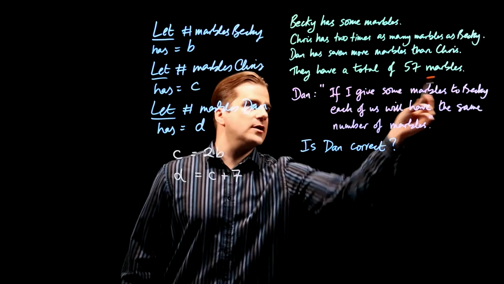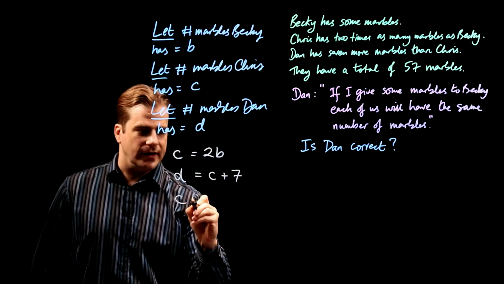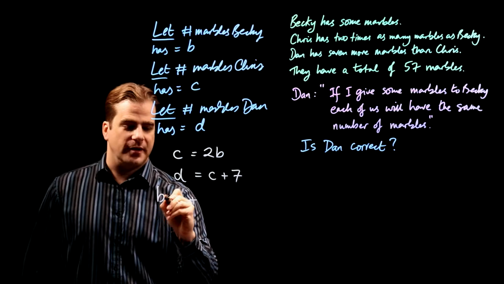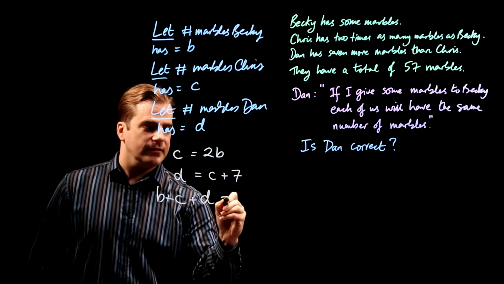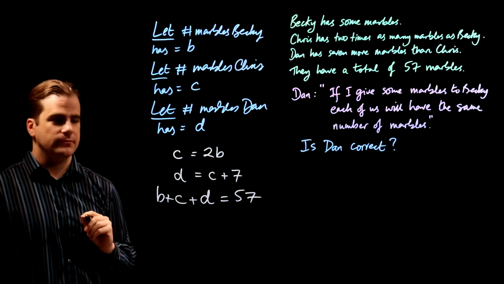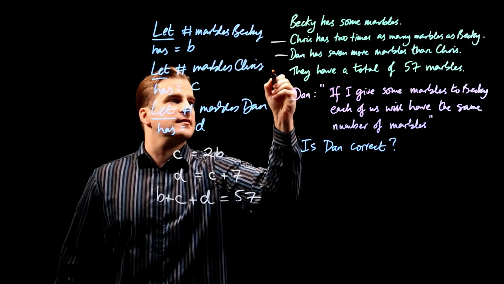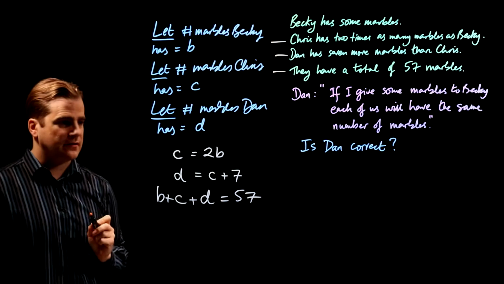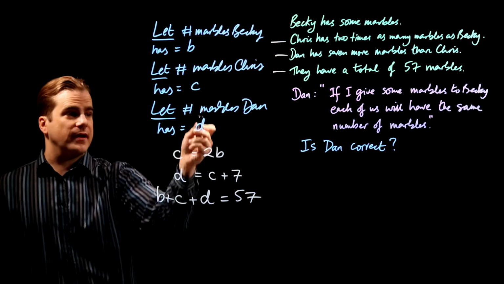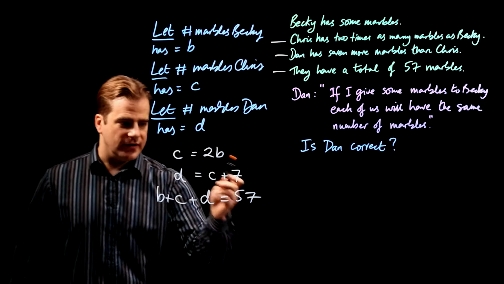Okay, they have a total of 57 marbles. Well, that means that B plus C plus D equals 57. Okay, we've done it. We've converted these 3 sentences into 3 equations. 3 equations, 3 unknowns. We can solve it. So we've just got to solve these 3 equations.